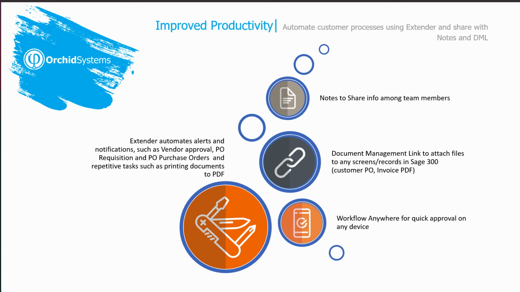Document Management Link lets you attach files to any screens or records in Sage 300, invoicing the PDF, the documents surrounding the contract, surrounding the purchase requisition. And Notes lets you quickly share information among team members, which builds more collaboration and makes sure that relevant information is available at your fingertips where required.